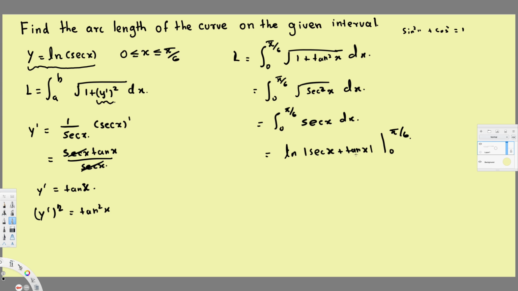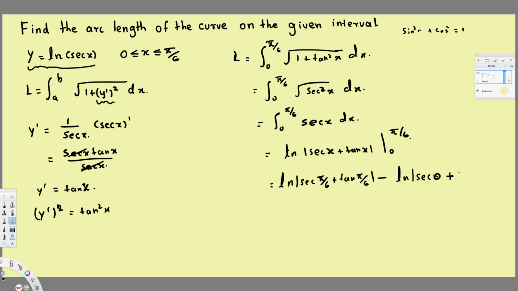So this is what we get, and from here we can directly substitute the values. Let's substitute 5π/6. We have ln of sec 5π/6 plus tan 5π/6, minus ln of sec 0 plus tan 0. That's going to be the value. You have to figure it out. So let's find this one.